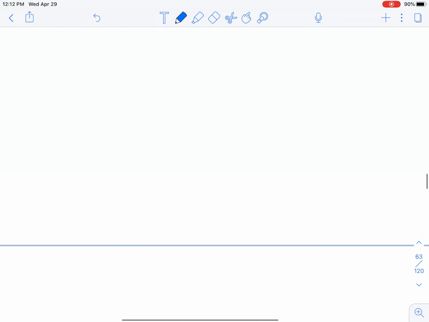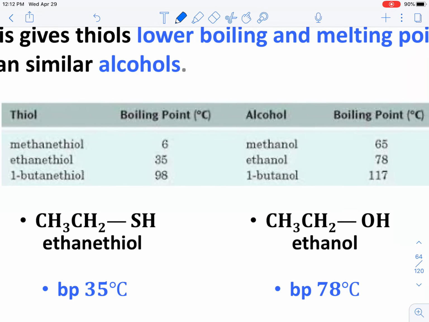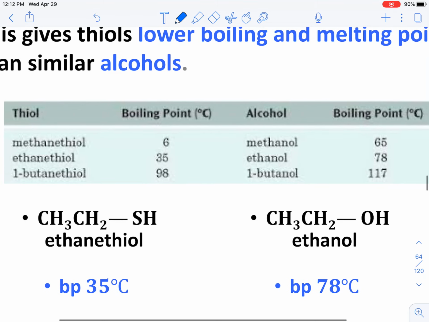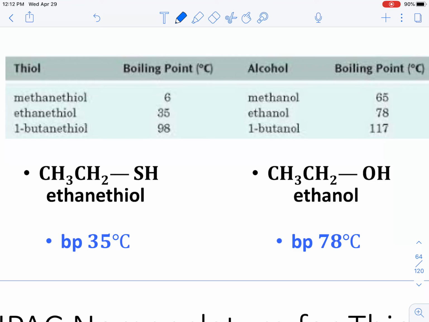And so I'm going to go ahead and just quickly scroll down here so that we can see this chart. Looking at this chart, it's describing the boiling point, which is a physical property of thiols, and the boiling point of alcohols. For us to better understand what's going on in this chart, I'm going to go ahead and highlight the prefix meth, eth, bute, meth, eth, bute.